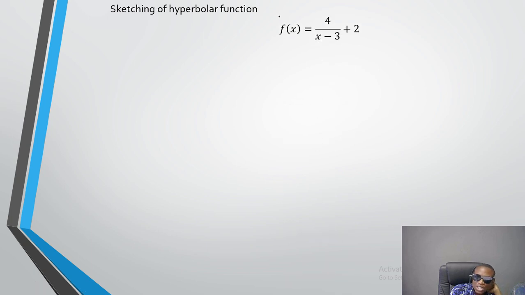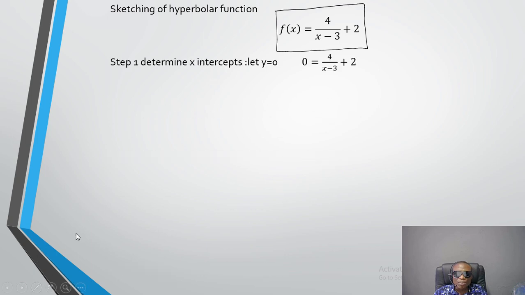For now, we are going to sketch this one: f of x equals 4 over x minus 3, plus 2. This is the hyperbola function I want us to sketch. So what are we doing? We are representing it in terms of a graph. So my first step, step 1, is to determine the x-intercept by letting y be 0.